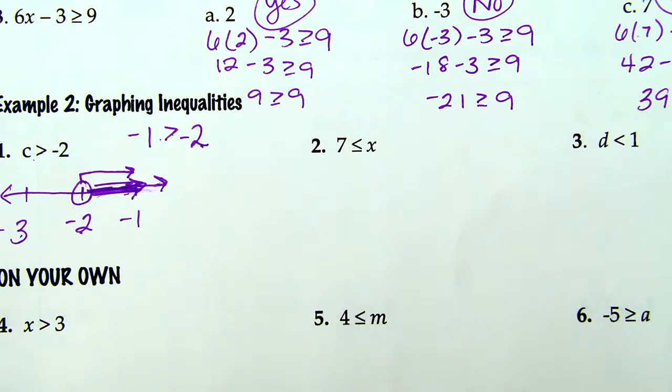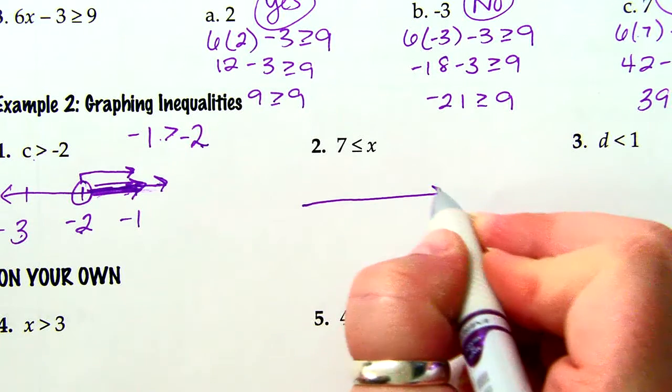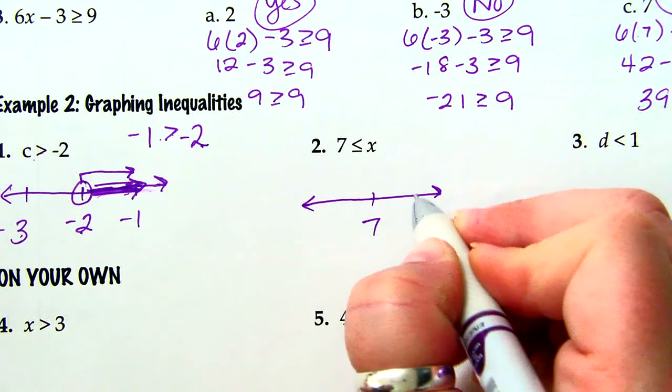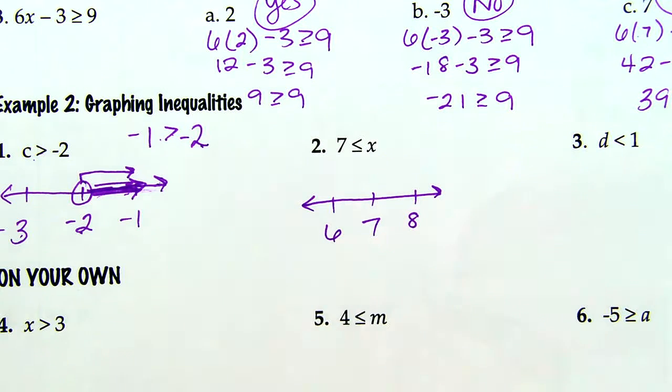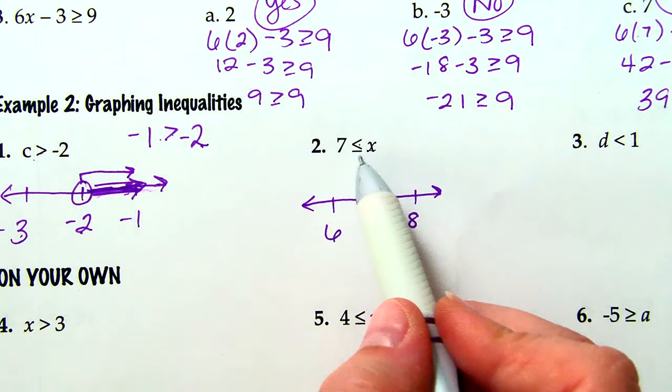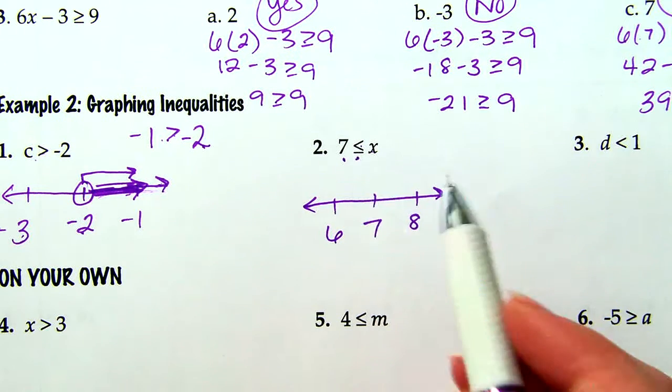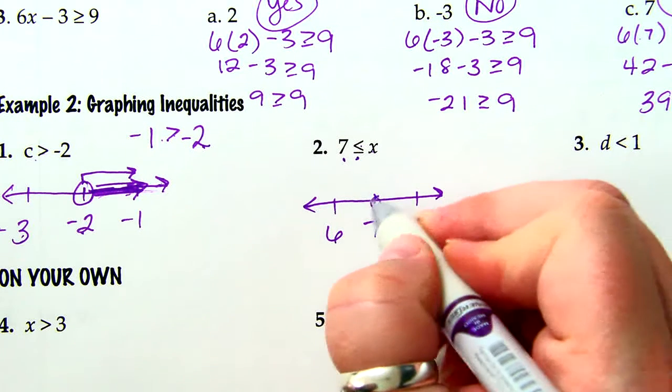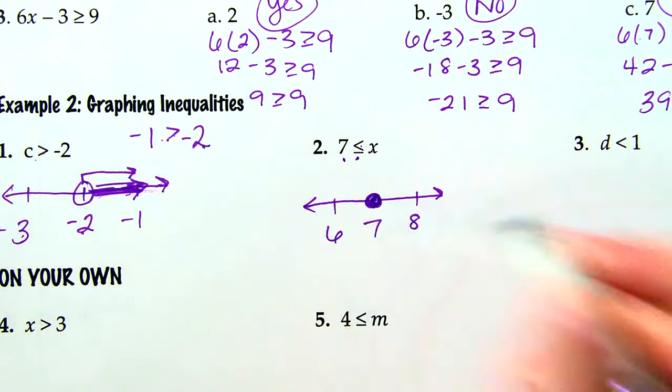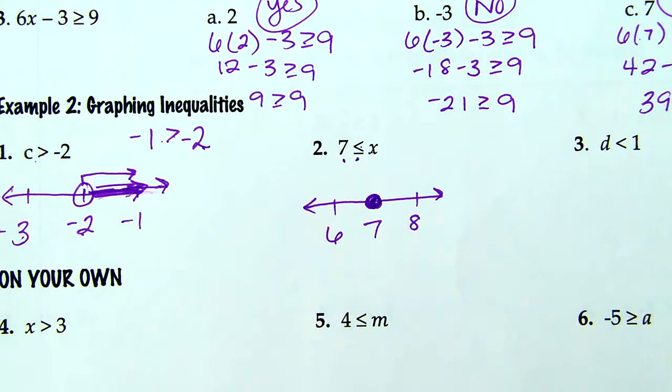Same thing on 2, draw a number line, 7 goes in the middle, do one bigger, one smaller, and this time it says x is greater than or equal to 7. So because this equal to is on there, it's going to be a dot, so it's filled in, because that shows that 7 is also a solution.